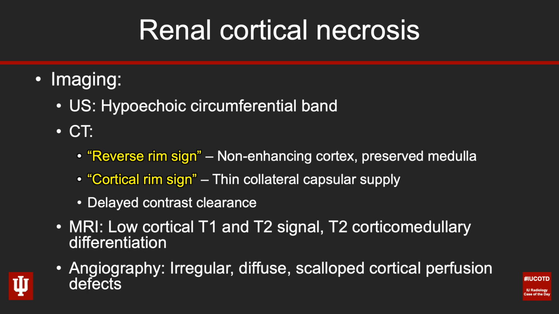For those of you performing angiograms on the kidney, there can be an unusual, diffuse, and abrupt termination of vascularity at the interlobar and arcuate artery levels. This causes irregular scalloped perfusion defects of the renal cortex.